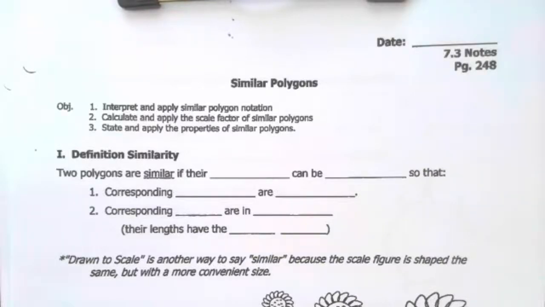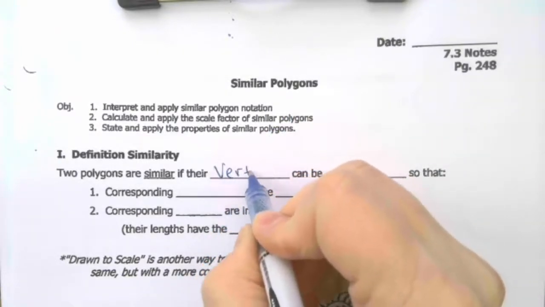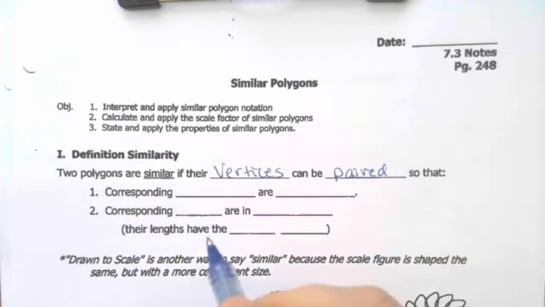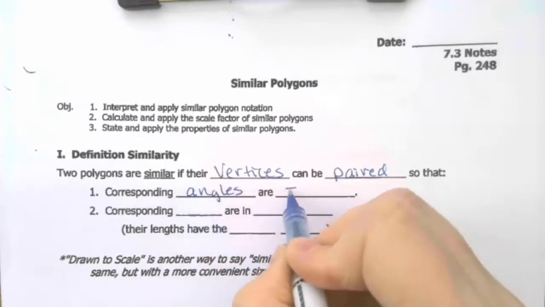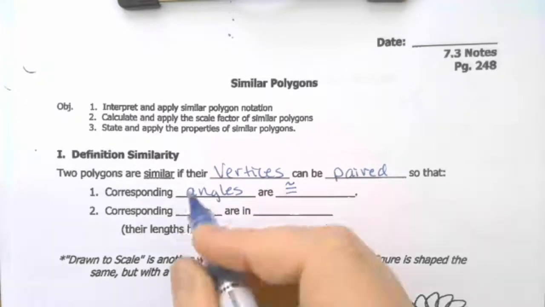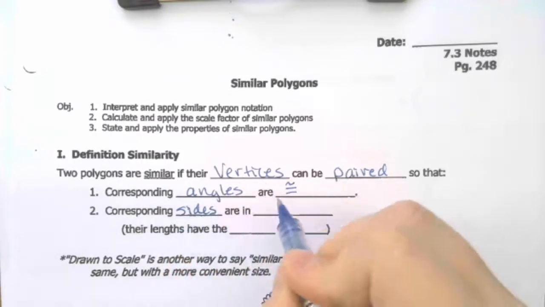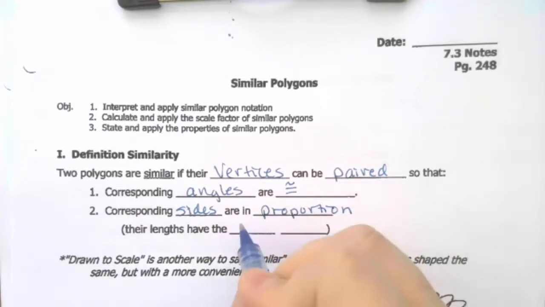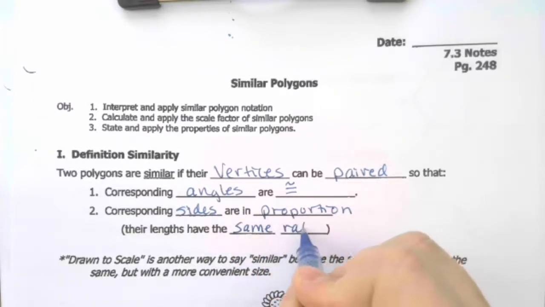Good afternoon. We are going to do the notes for 7.3, Similar Polygons, which is kind of the culmination of what we've been working on in the last two sections. All right, for starters, definition of similarity. Two polygons are similar if their vertices can be paired so that, number one, corresponding angles are congruent. Number two, corresponding sides are in proportion. And in proportion means that their lengths have the same ratio.